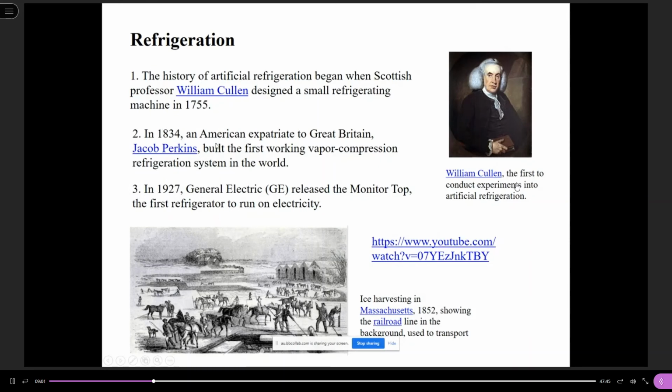But before that, there was no electricity supply. The compression process could be powered from other sources, so the compression work can come from other resources. Until 1927, General Electric released the first refrigerator to run on electricity.